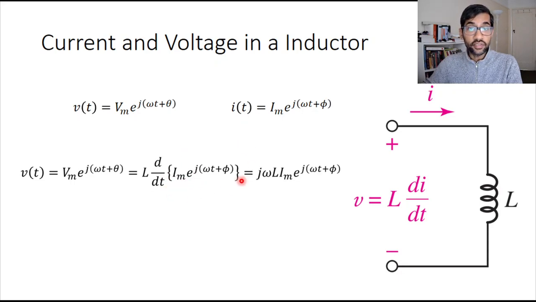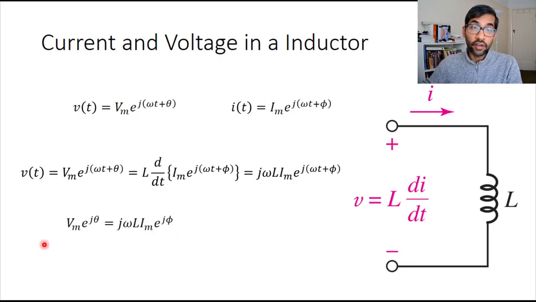If we resolve this equation, what do we get? If we differentiate this, we get j omega L Im e to the power j(omega t plus phi). Now, if you use this expression and this expression and cancel the e to the power j omega t terms, what you are left with is this, right?